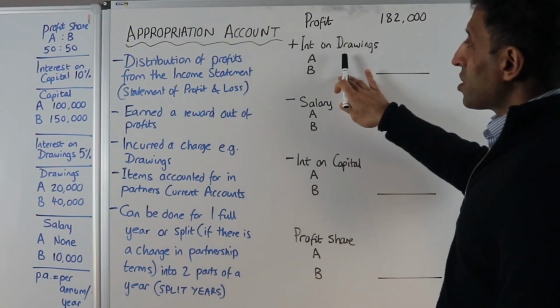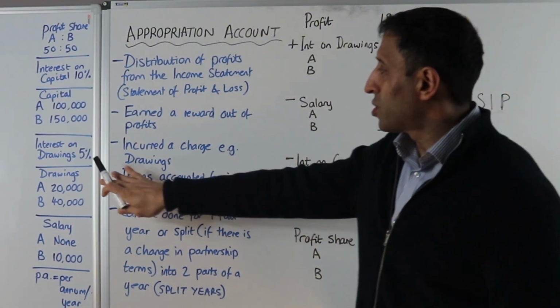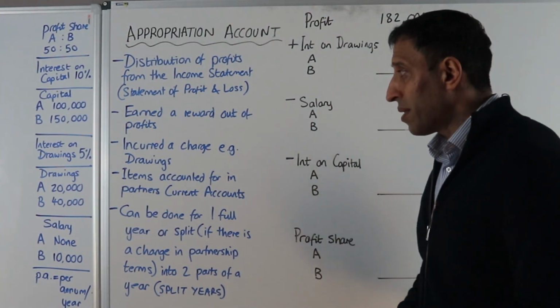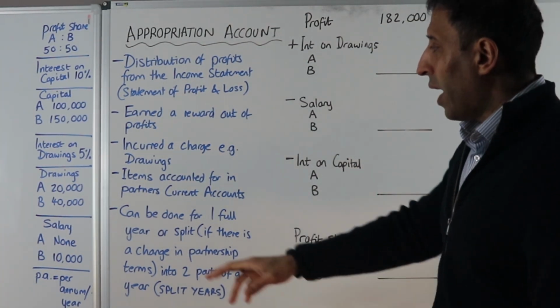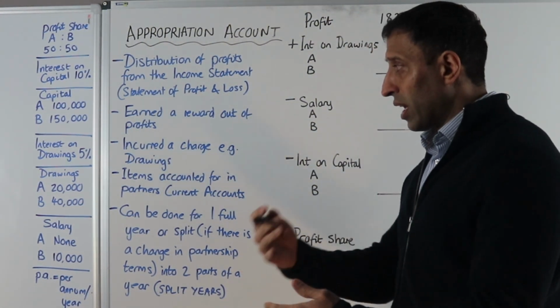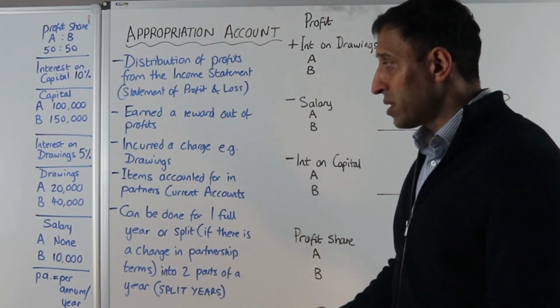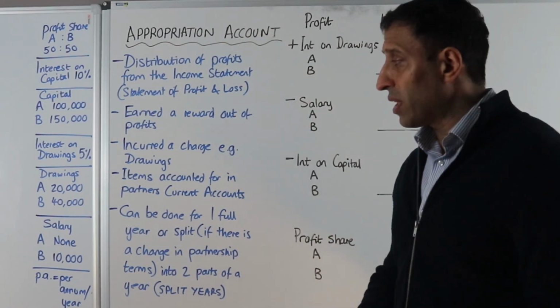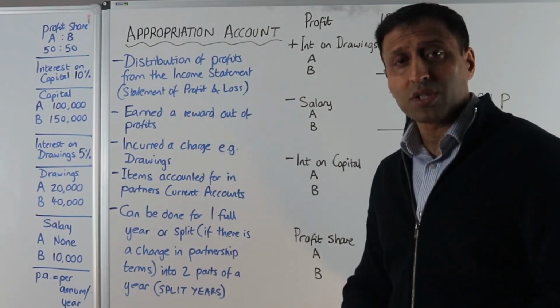So we have interest on drawings first. Interest on drawings is agreed in the partnership agreement to be 5% per annum, per year. A's drawings: A has taken out 20,000 from the business at the beginning of the year, so for an entire year, for 12 months, they've taken that out 12 months before the year end, which means at the beginning of the year. So 5% is going to be charged on that.